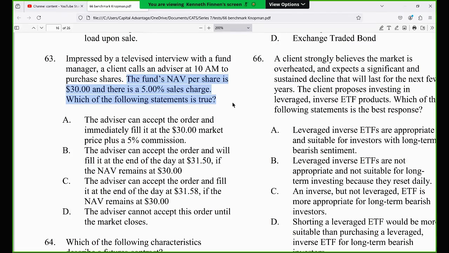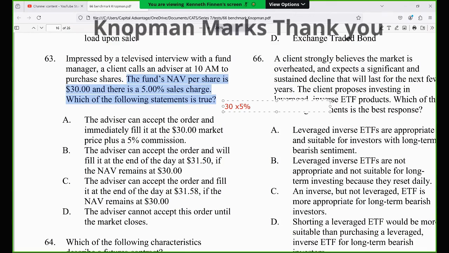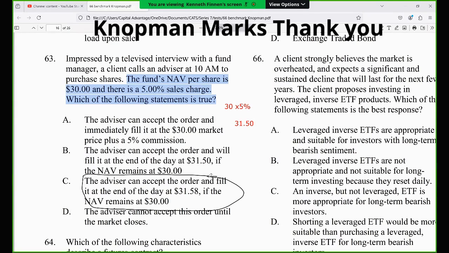Okay, so we're working through this. So if I do $30, which is the NAV, times 5%, that should be $1.50. It is, yeah. So then that would give me 31.50 if I added it. Does that make sense? Yes. So then we know it can't be B, correct? Because that's the actual one. So go one higher. So it has to be that one.